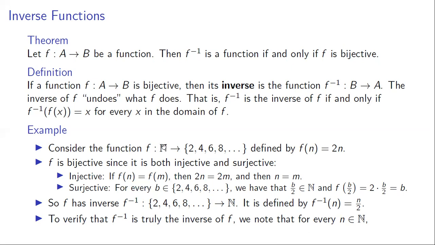So that's the domain of f. What is f inverse of f of n? Well, that's f inverse of 2 times n, right? That's f of n. So f inverse says you take the input and divide it by 2. So that's 2n divided by 2, which is just n. So notice, for every n in the domain, f inverse of f of n is just equal to n. All right, so this shows us that we really truly found the inverse of f.